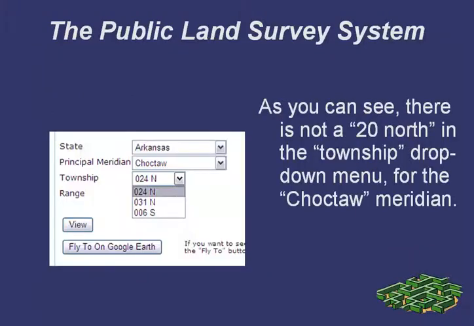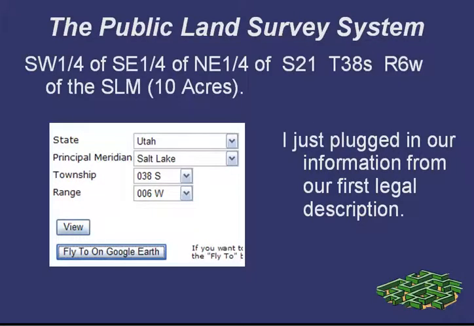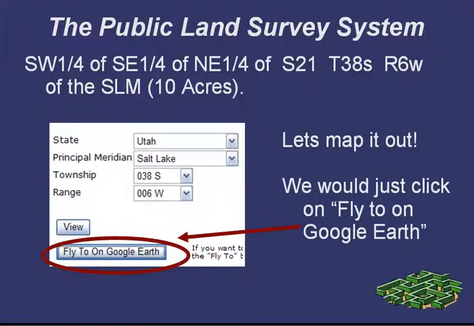Now, as you can see, there's not a 20 North in the township drop down in the Choctaw Meridian. So that tells us something: it couldn't quite be right there. When we look at this one, again, remember it's southwest of southeast of northeast of section 21, township 38, range 6 west of the SLM. So we plugged it in to see what we could find on the range. Now as we go through, it says, oh, here it is. Great. So now we can map it out.